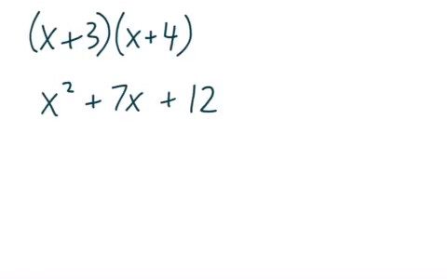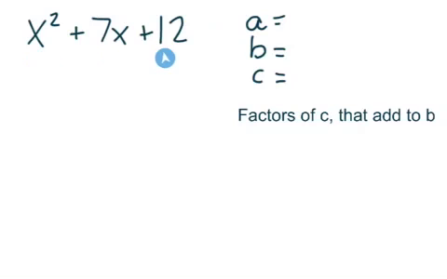In a previous lesson, we learned how to multiply binomials to get a trinomial. Today we're going to learn how to start with a trinomial and go backwards to get the two binomials. Let's look at example 1.